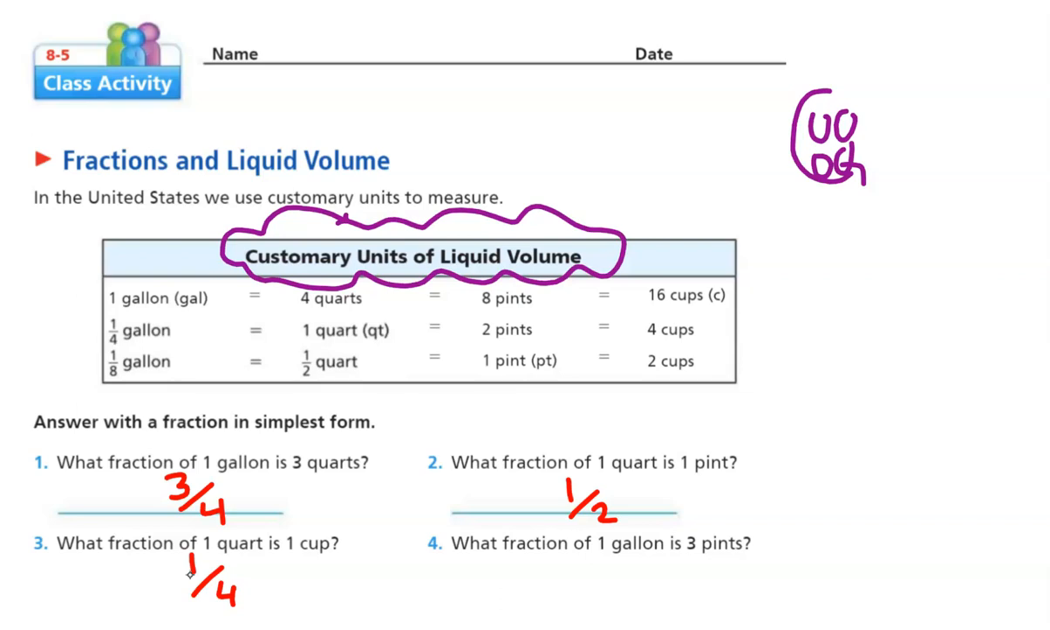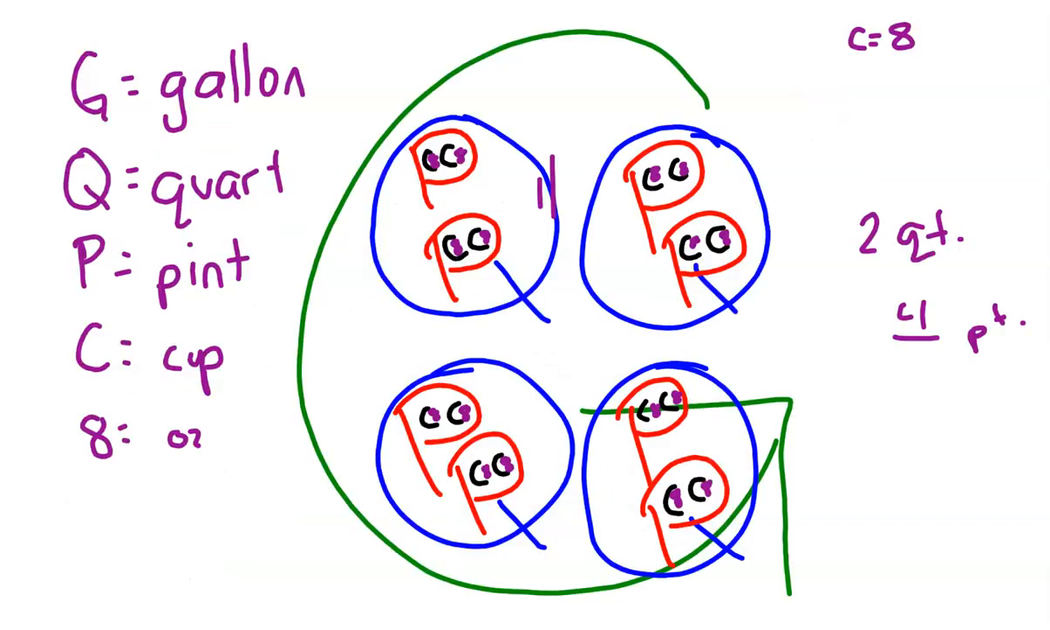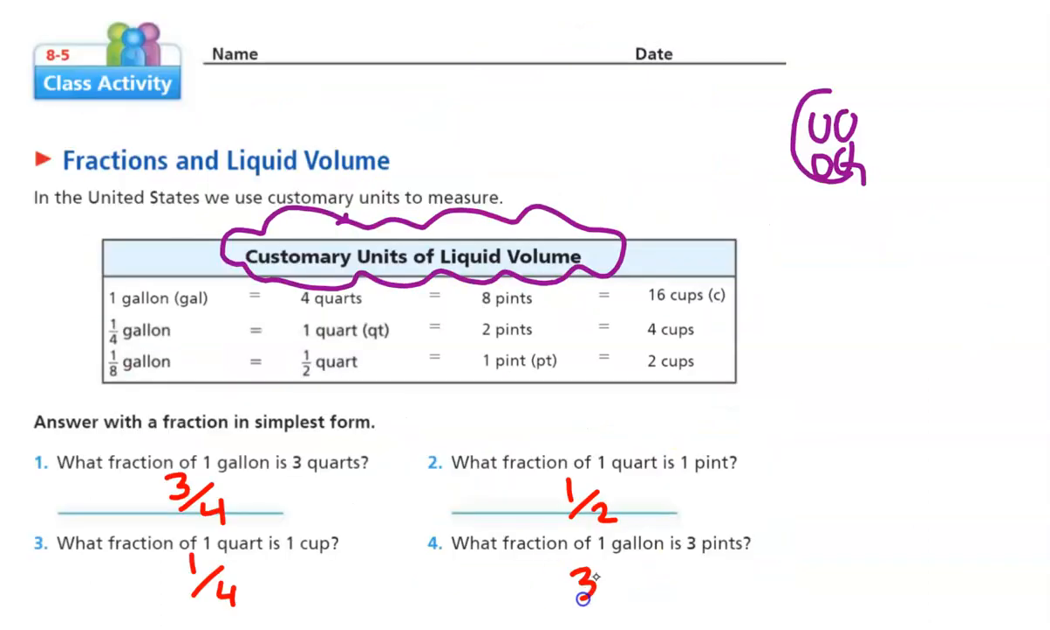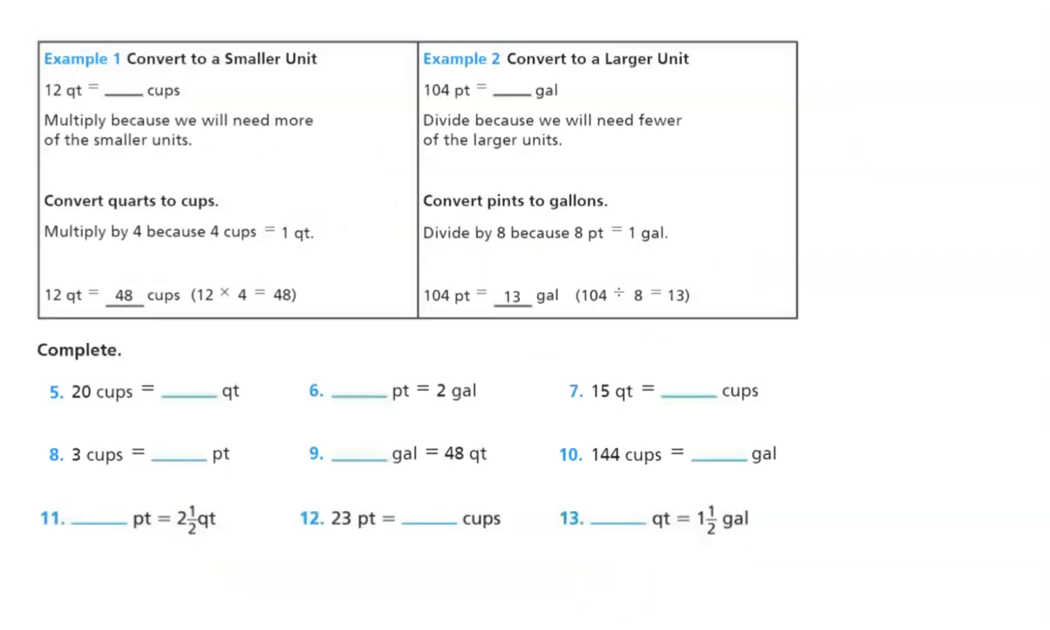And then it says, what fraction of 1 gallon is 3 pints? Ooh, okay, so that's one where we might actually want to look at this. It says 3 pints would be 1, 2, 3, but how many pints were there altogether in a gallon? There were 1, 2, 3, 4, 5, 6, 7, 8. So altogether, that would then leave us with 3/8 of a gallon. Okay?